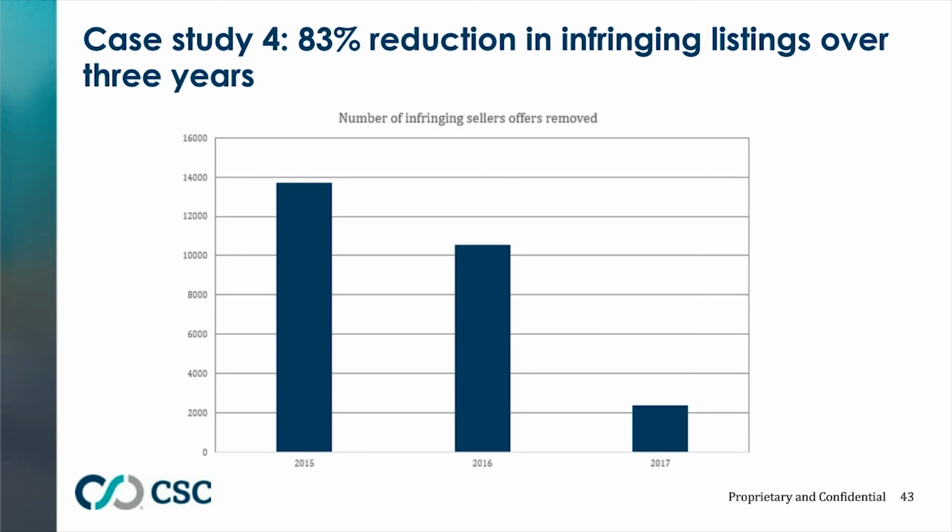So the final case study focuses on marketplace takedowns, or online marketplace seller offer takedowns. And here what we're looking at, again, is evidence of the creation of a very strong deterrent effect. Over 3 years, we saw the number of infringing offers needing to be removed reduced by over 80%. And this is a fashion brand based in the Asia-Pac region. On the next slide, you'll see the different marketplaces that relate to these figures.